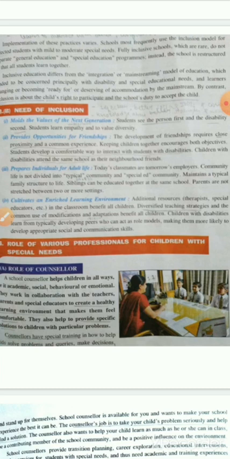Self-esteem, need of inclusion. Why is it needed? Because it helps to develop confidence. There will be better social skills, better communication, and knowledge about their strengths, weaknesses, etc.